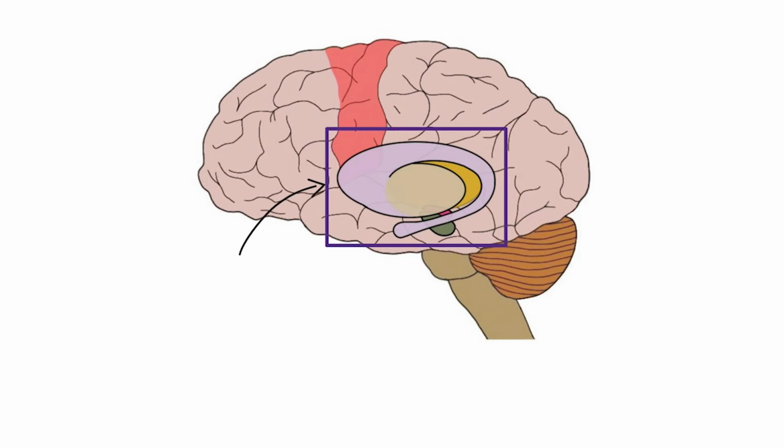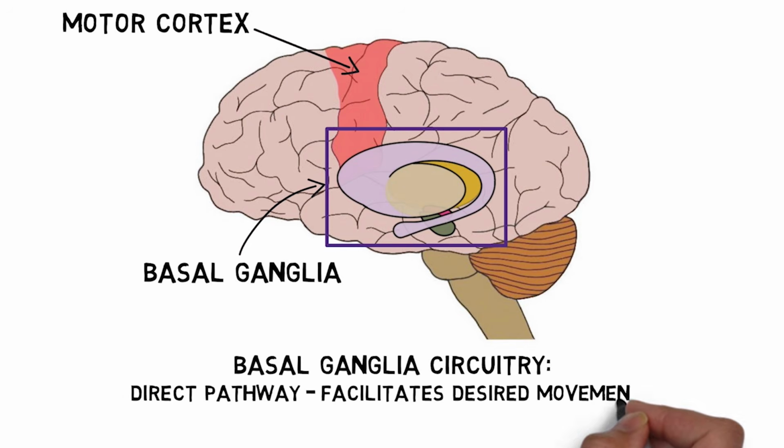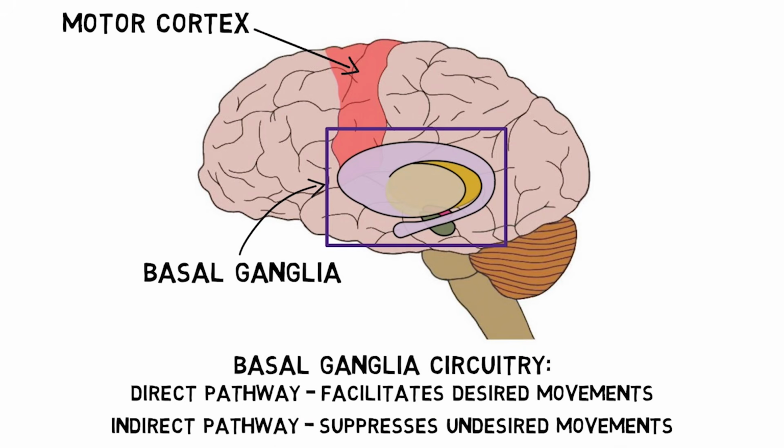Importantly, activity in the basal ganglia does not cause movement directly. Instead, the basal ganglia affect movement by modulating activity in other brain regions, such as the motor cortex. One influential model proposes that the basal ganglia contain a circuit called the direct pathway, which facilitates desired movements, and a circuit called the indirect pathway, which suppresses undesired movements.